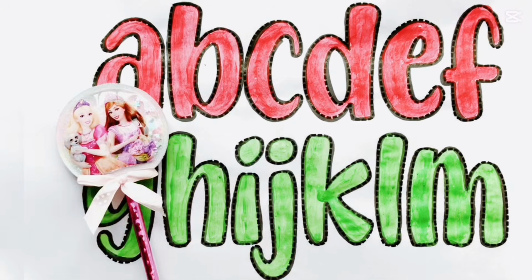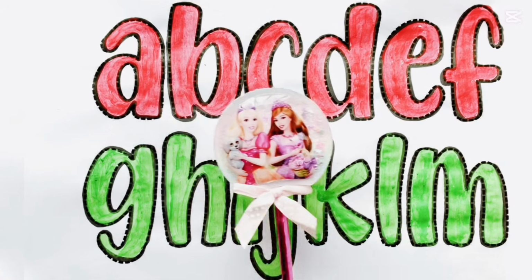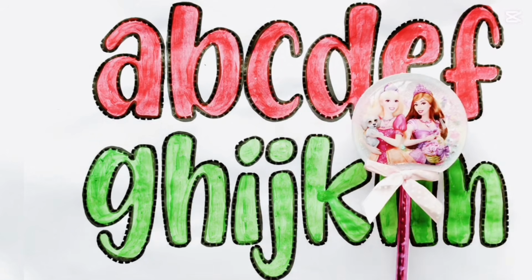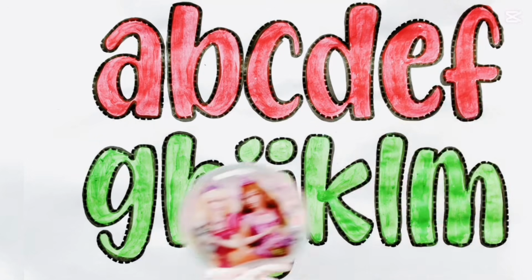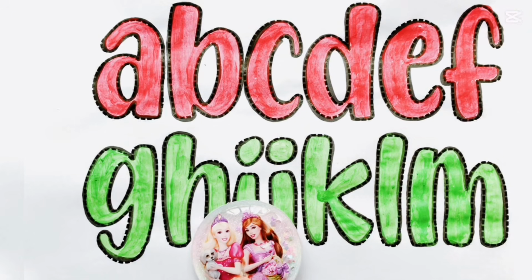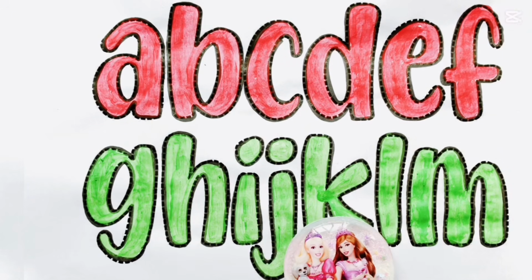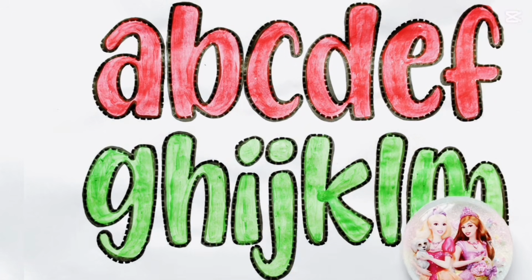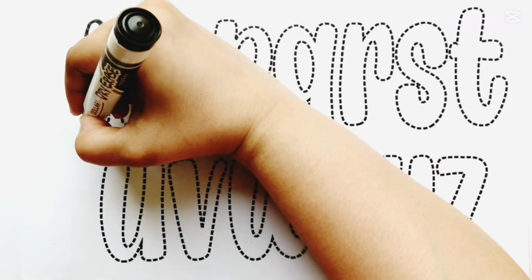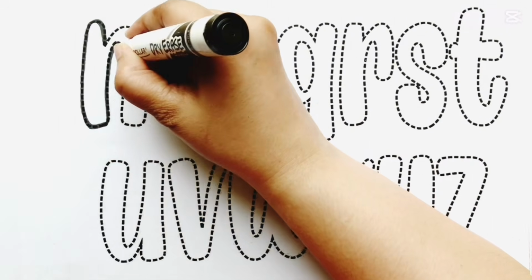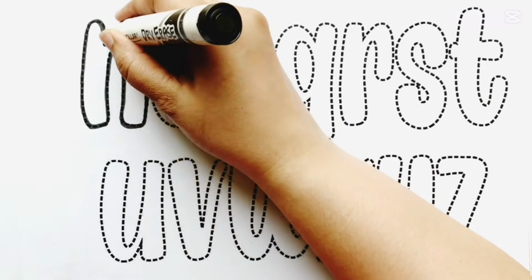Let's repeat, learn with me. A, B, C, D, E, F, G, H, I, J, K, L, M. Lowercase letter N. N for nest.